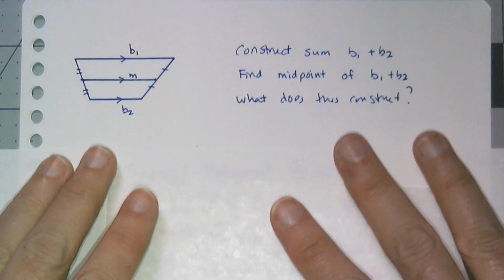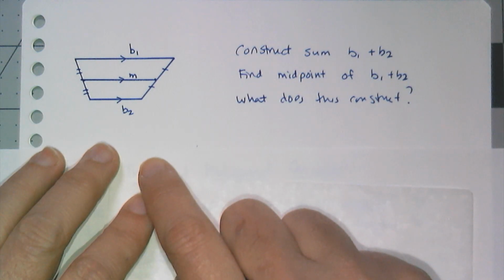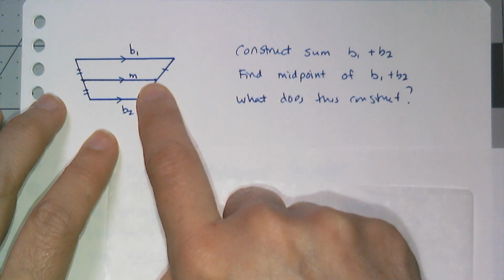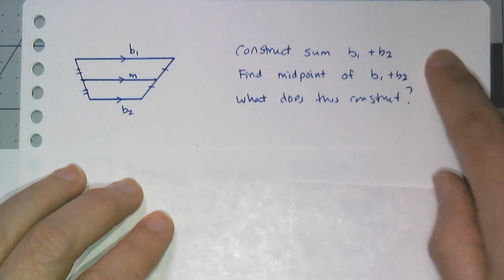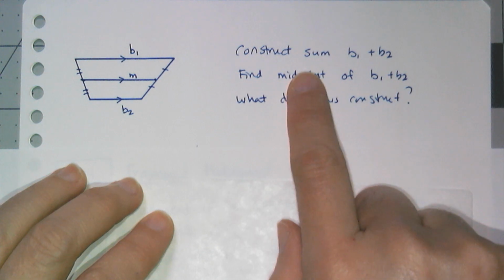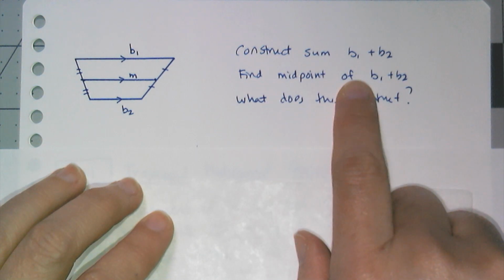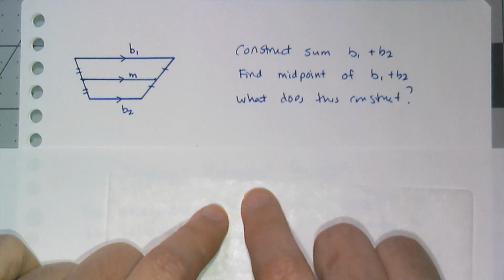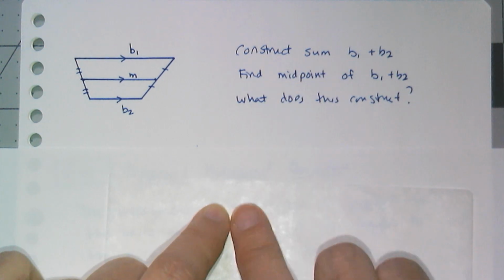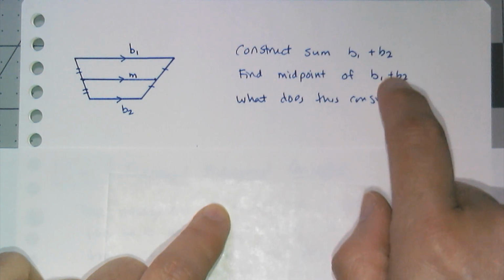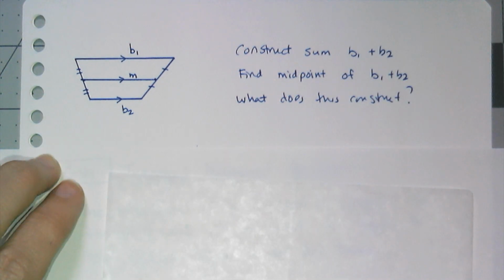So for this last property, I'm going to use this trapezoid here with base 1, base 2, and the midsegment labeled. And I'm going to go through and do this construction, right? I'm going to find the sum of B1 and B2, and I'm going to find the midpoint of that sum. While I'm reviewing how to perform this set of constructions on patty paper, I want you to try to think and see if you can remember what this construction actually gives us mathematically speaking.